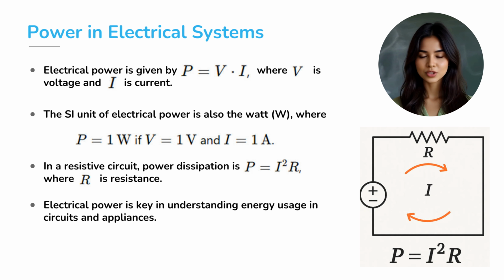This is why electrical devices like wires or resistors get hot. Energy is being converted into heat. And it's all about power. The quicker energy is used, the more heat is generated. And that's why we need things like fuses to prevent overheating in electrical systems.